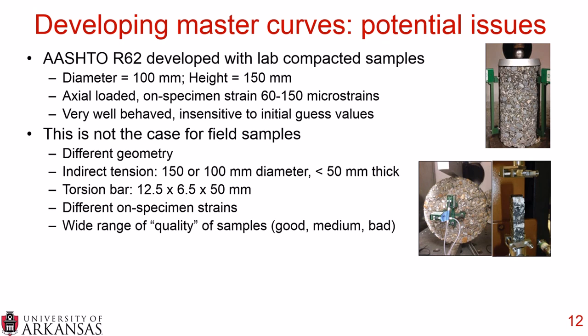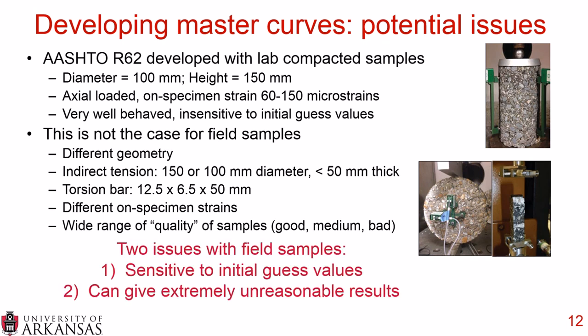Now, also, because you have a field sample, you have a very wide range of quality of samples. As you know, when you're driving over a roadway, there are some roads in good conditions, there are some roads in very bad conditions, and there's some somewhere in the middle. So you can imagine trying to extract a sample like this, you'll get a very wide range of the quality of samples. So this leads to two issues.